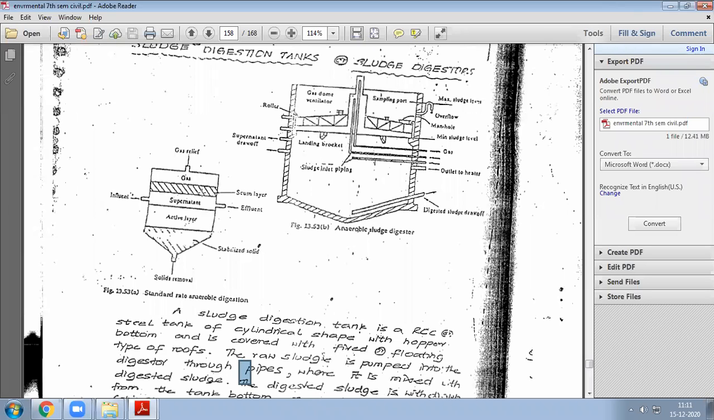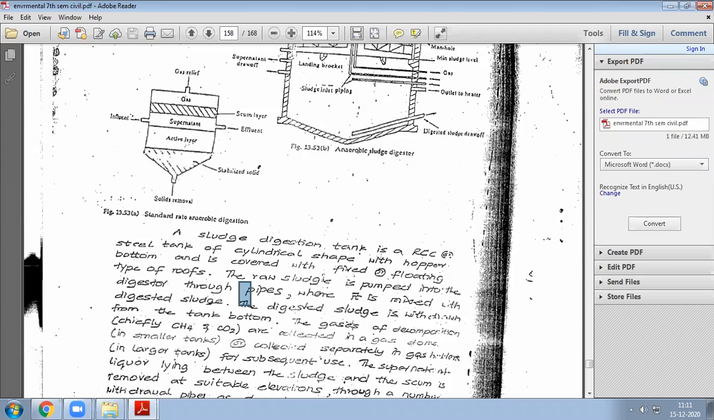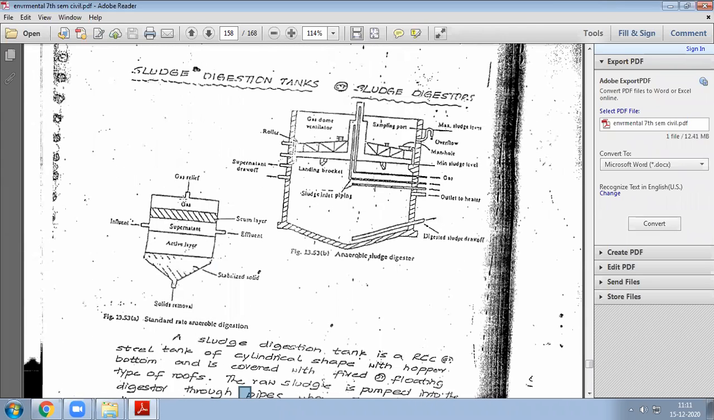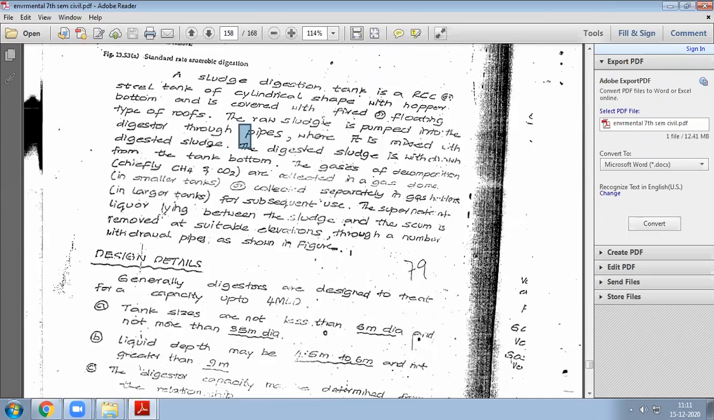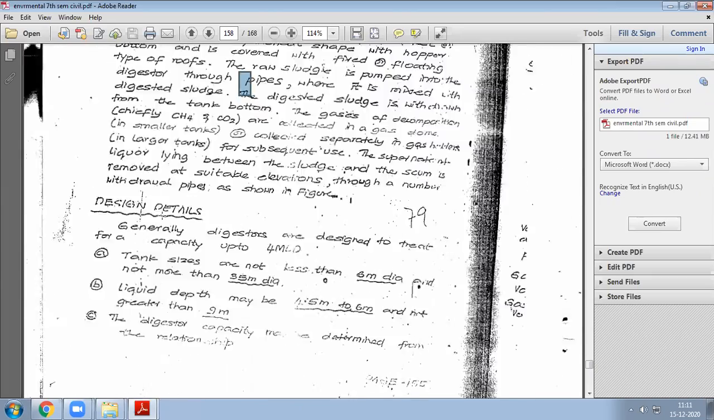Okay, so it is a hopper RCC construction, and three layers will be formed. Digested sludge will already be there, the raw sludge will mix with that, and the supernatant liquid will come out, and they remove it. Major gases like methane and carbon dioxide they collect. Sometimes they store this and use it as a biofuel. Okay, so that is the concept.